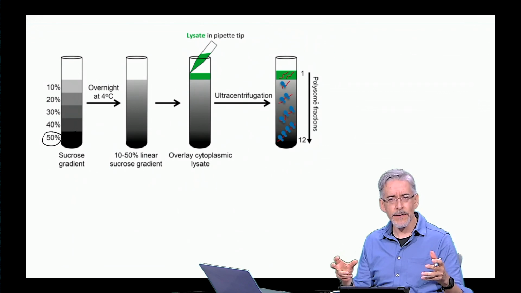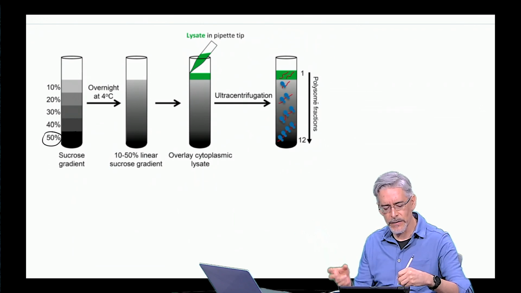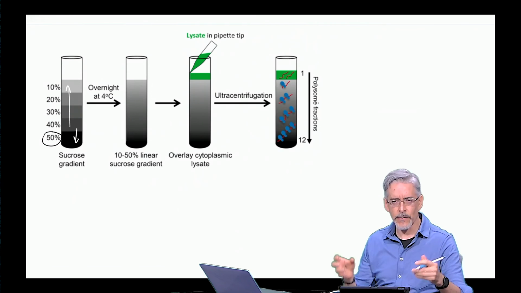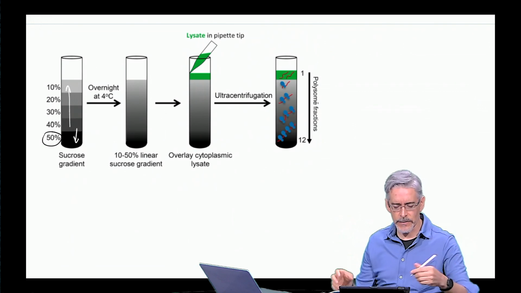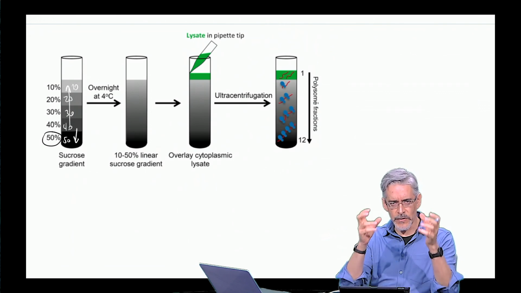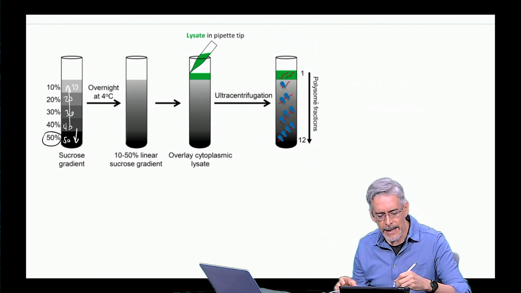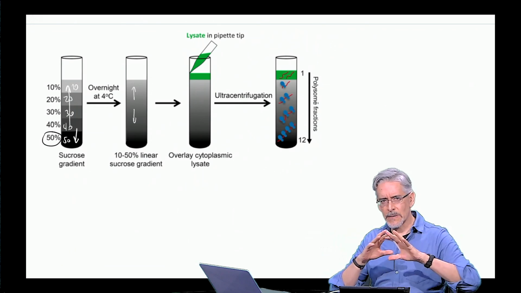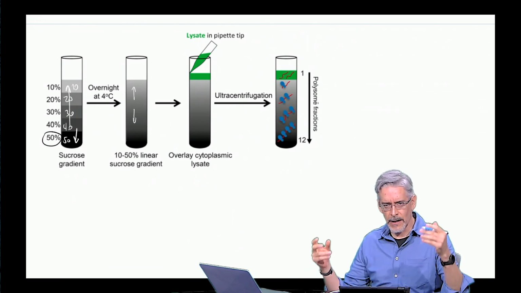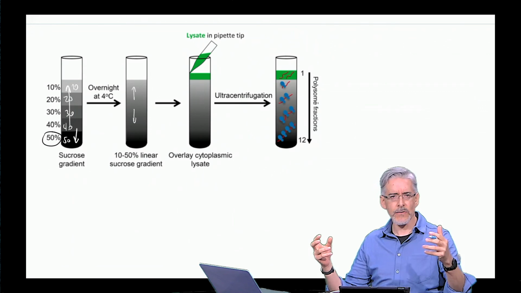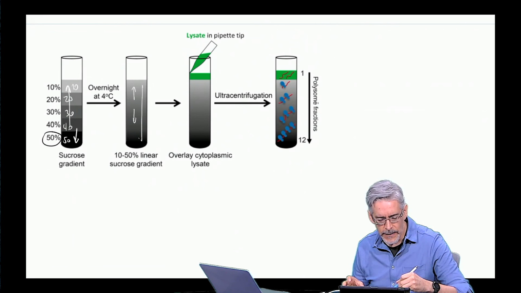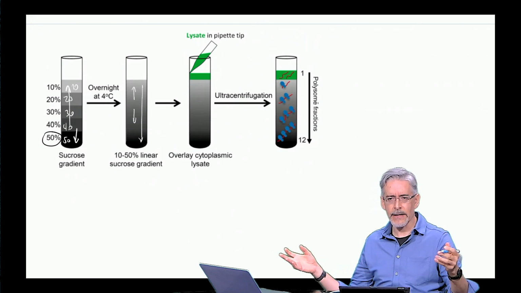So you load the tubes from the highest concentration of sucrose, which will go at the bottom, to the lightest, the one that contains the lowest amount of sucrose. Then you allow the tube to sit steady overnight, and that allows some diffusion of those gradients. So you end up with a linear gradient that spans the entire range of the different concentrations that were used to load the tube. Now you have a continuous gradient from the lowest concentration up to the highest concentration.